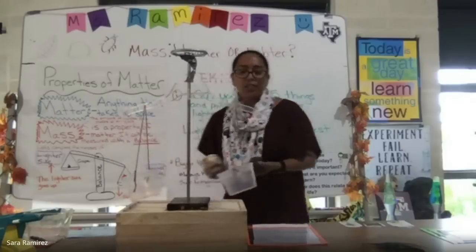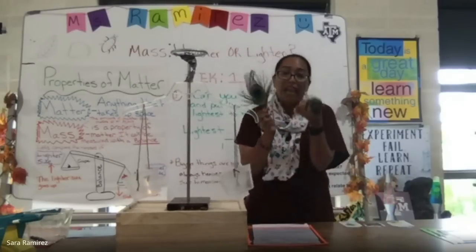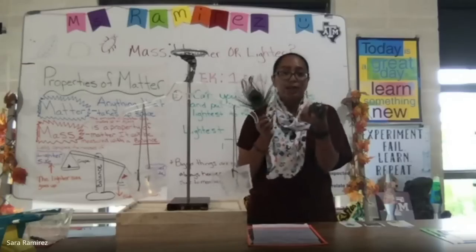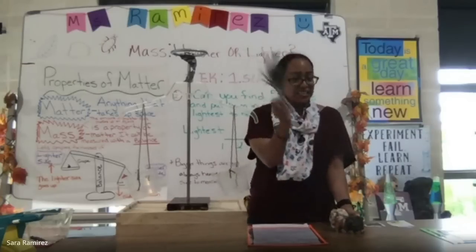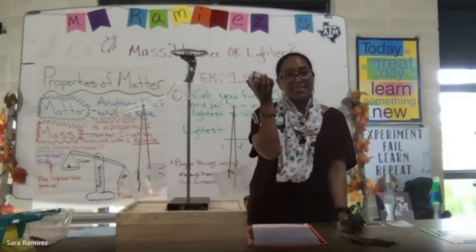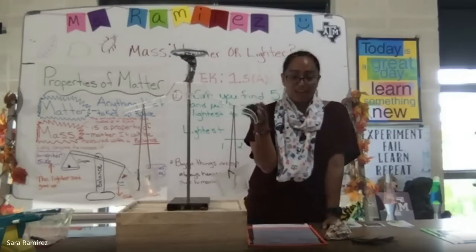So if I were to ask you guys to put these 3 objects in order from lightest to heaviest, how would you arrange it? So you could say our feather is the lightest, our seashell is the second lightest, and our iron pyrite is the heaviest.